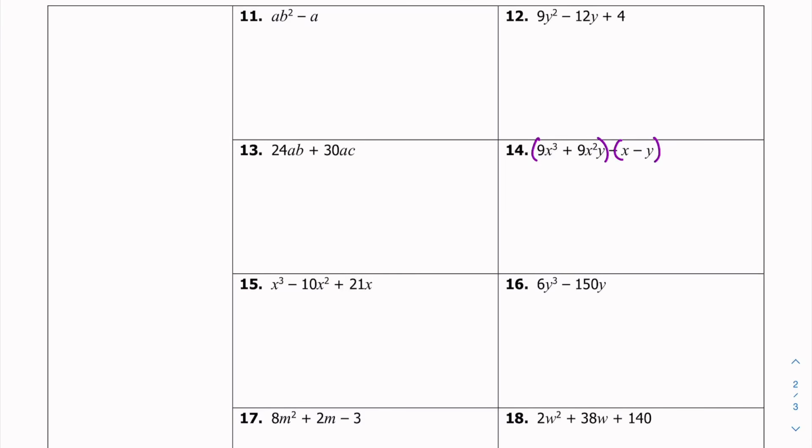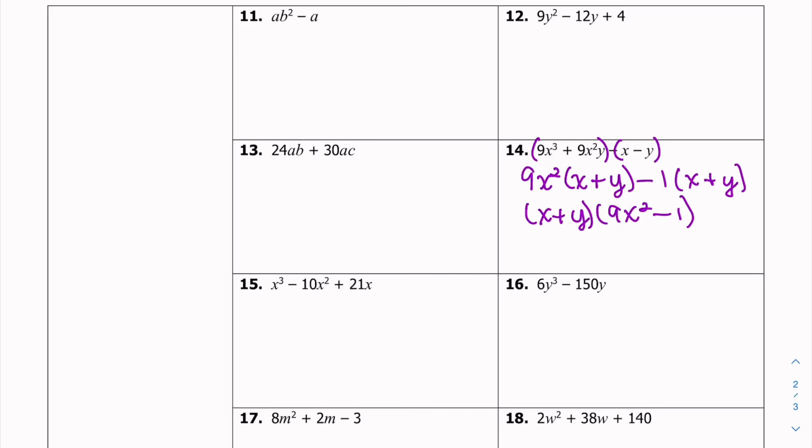The greatest common factor of the first set of terms, we have 9x cubed and 9x squared y, so we can factor out 9x squared, and we're left with x plus y minus, over here we can factor something out. This is one of the cases where we take out a 1. If we take out a 1, we have x plus y. So we can bring our x plus y down, and then 9x squared minus 1.